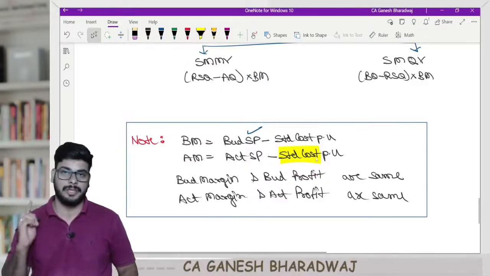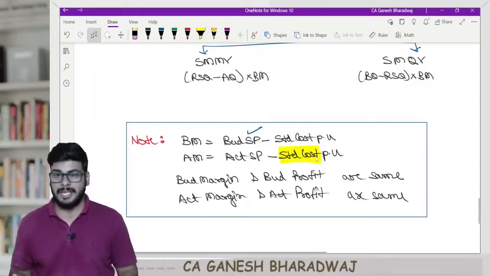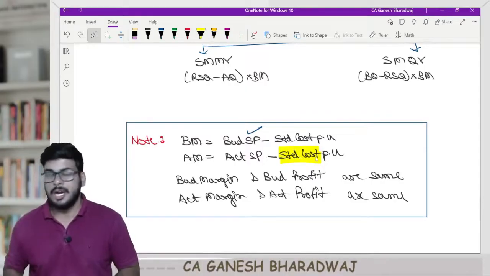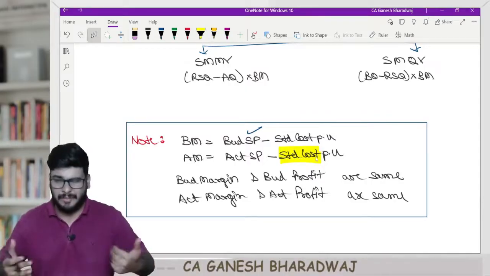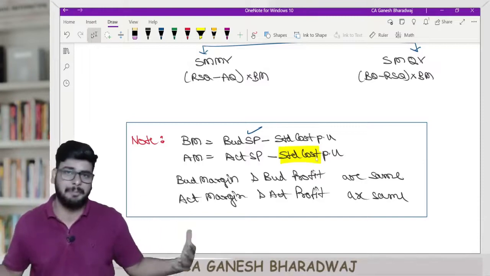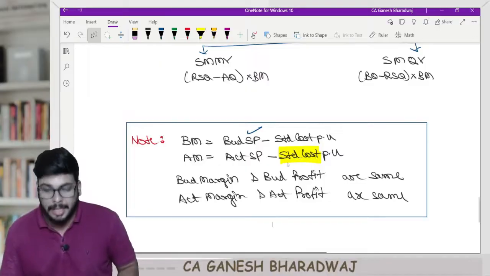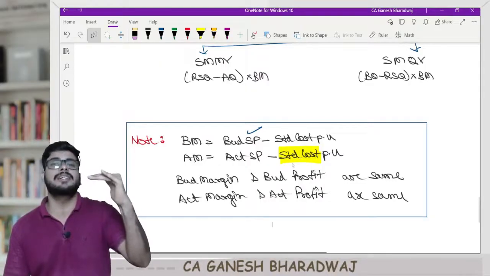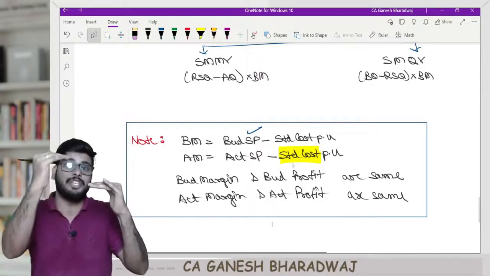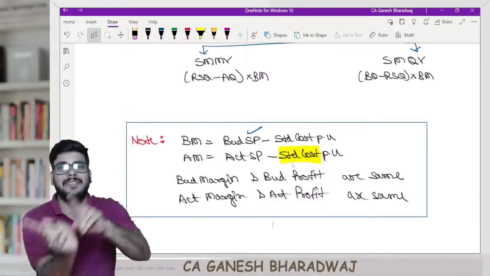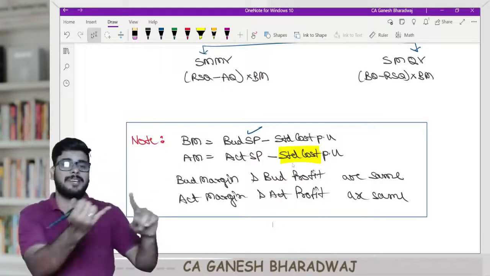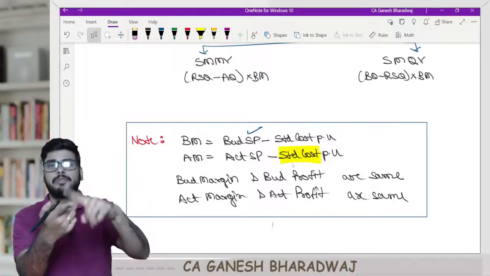Are you clear with this? It is actual selling price minus standard cost per unit only. Clear with this, guys? The reason for this, we have seen in depth in our regular batch, but anyway, let me give you a small glimpse of it. Here I only take the standard cost per unit because the actual cost side variances are anyway getting captured under my cost side variances: material plus labor plus variable overhead plus fixed overhead.